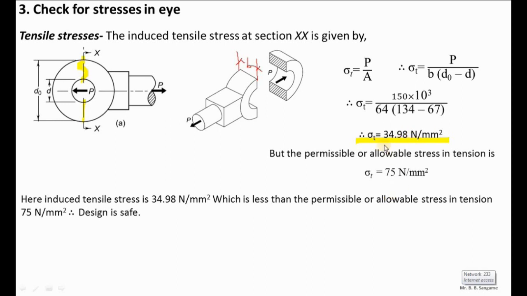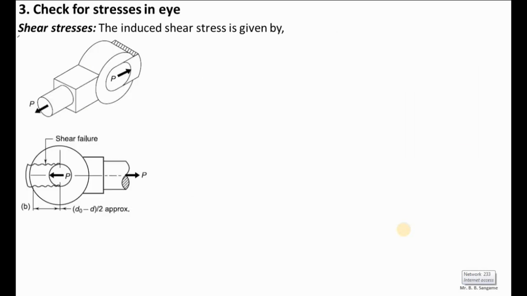When the induced stress, that is sigma T, exceeds the permissible or allowable stress, then we have to go for the redesign of the component, because the induced stress should not be greater than the permissible or allowable stress. Next is the failure of the eye in shear.